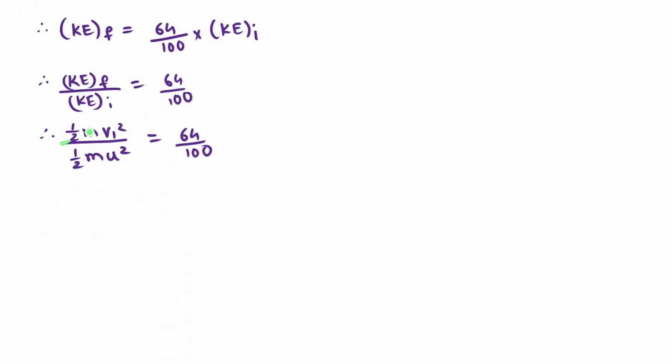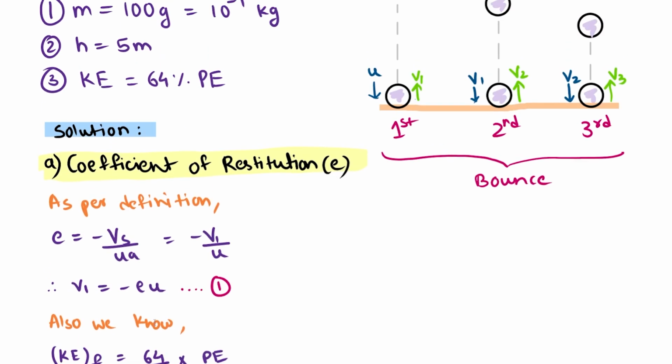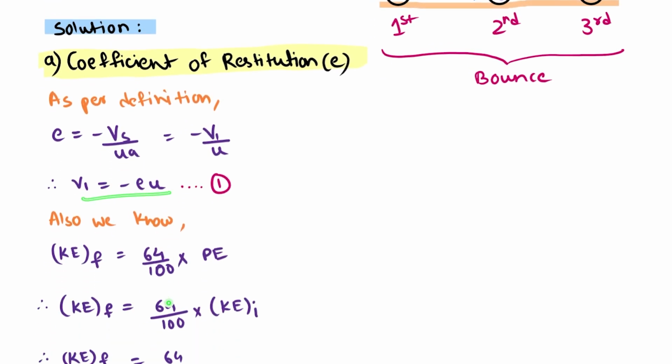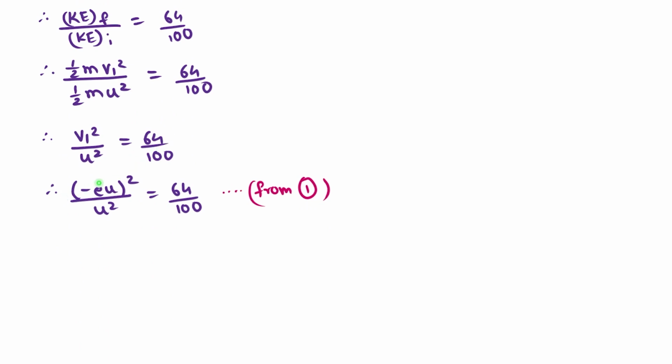So from this, I can cancel half m and half m, which is the common term in numerator and denominator. So I get a resulting term as v1 square divided by u square is equal to 64 divided by 100. Now from equation 1, we can say v1 is equal to minus e into u. And if I were to substitute that value of v1 over here, I would get (minus e into u) raised to the whole square divided by u square is equal to 64 upon 100 from equation 1.